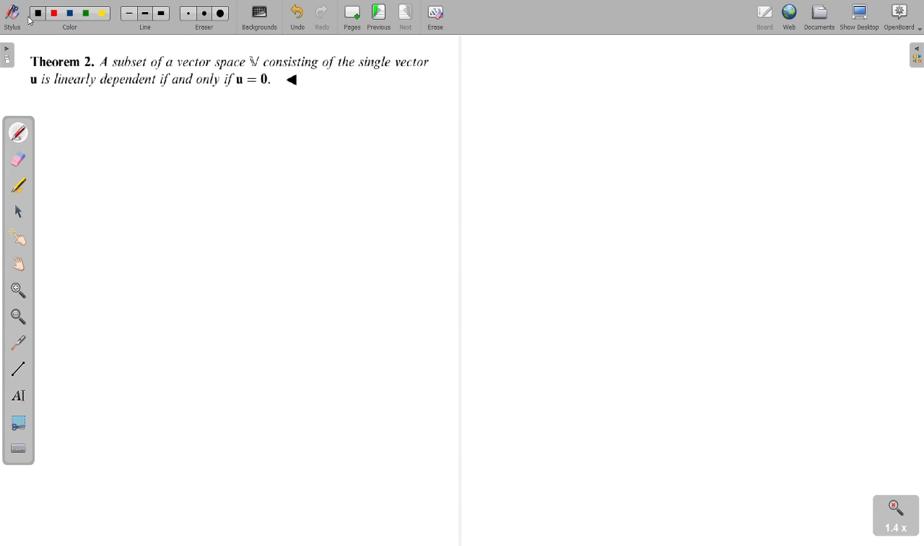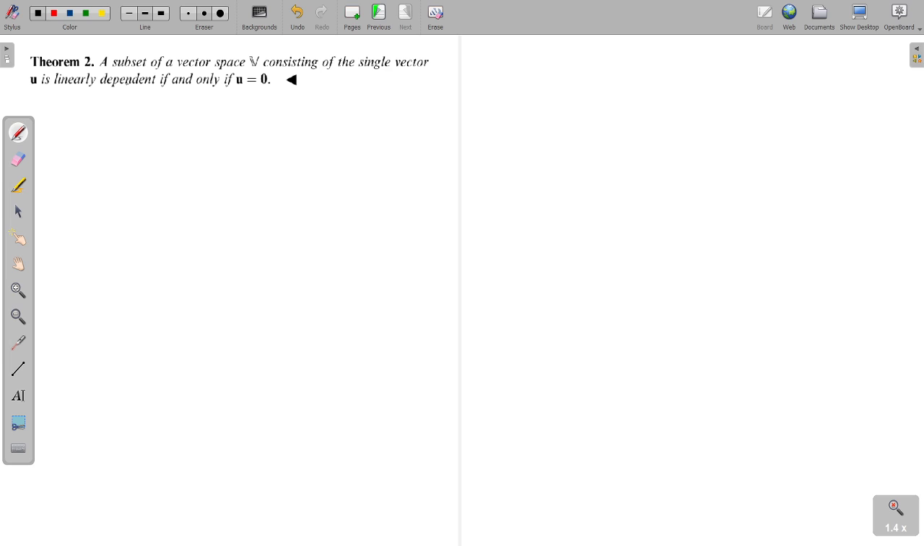Hi all, today we discuss the remaining theorems on linear independence in section 2.3. This is theorem 2. A subset of vector space V consisting of the single vector u is linearly dependent if and only if u equals 0.